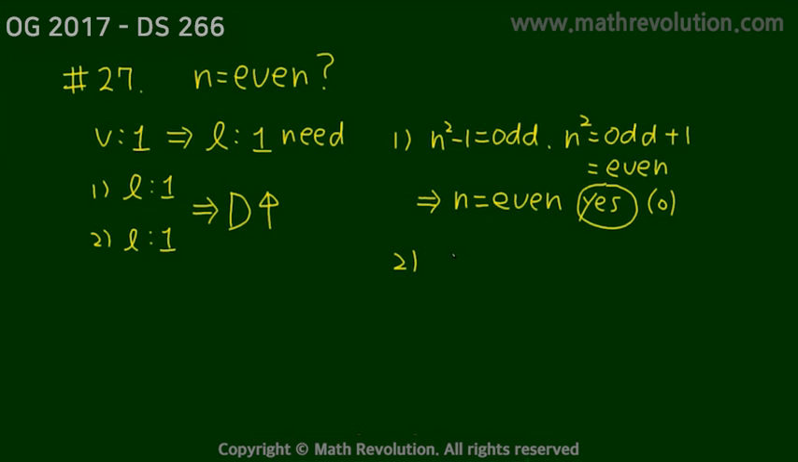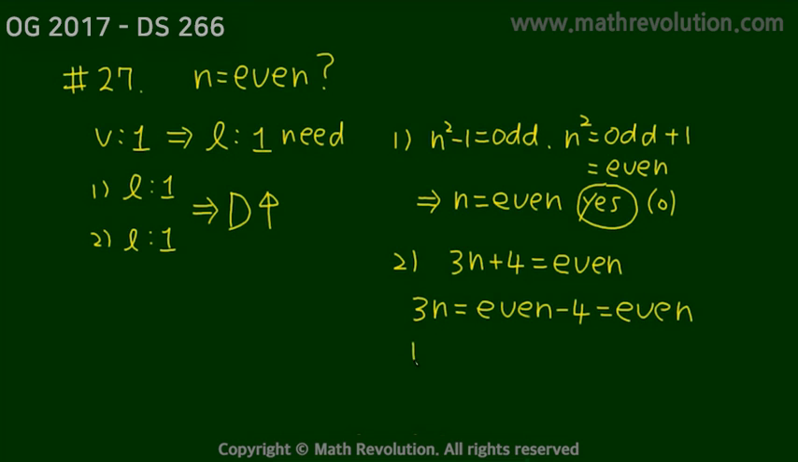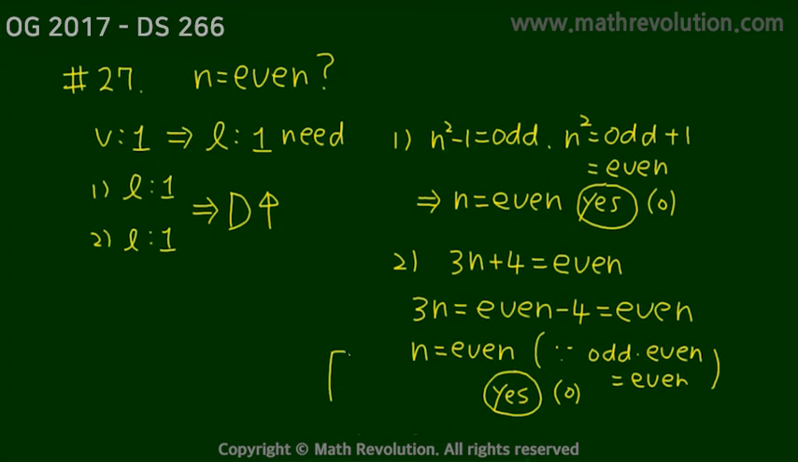What about condition 2? It tells us that 3n plus 4 is equal to an even number, which means that 3n is equal to some even number minus 4, which is still an even number. But since we have an odd number times n equals even, n is also even, because odd times even is even. So condition 2 is also sufficient by itself, and yes, we can indeed solve the problem. So D is our correct answer, and this type of problem-solving approach is called the variable approach method, and nowadays it's the most proven and effective way of getting a correct answer on the DS section of GMAT Math.